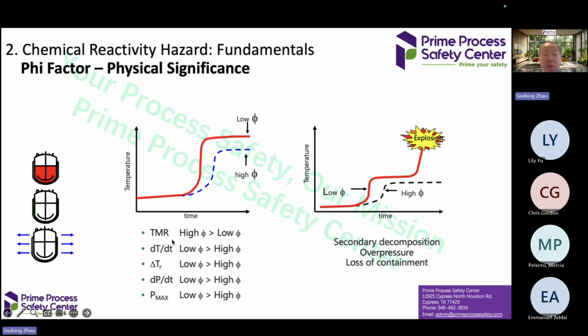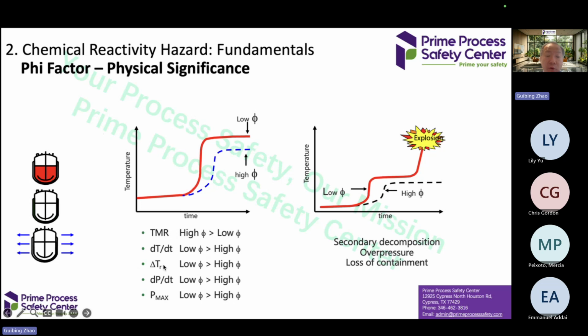So for TMR, a high phi factor gives a larger TMR than a low phi factor, because as the scale increases, the TMR will drop a lot. That's what is usually explained in the lab, where you don't see much wrong with the reaction, but at industrial scale things may happen. So this is for dT/dt, the temperature rise rate: low phi is larger than high phi for dT/dt.